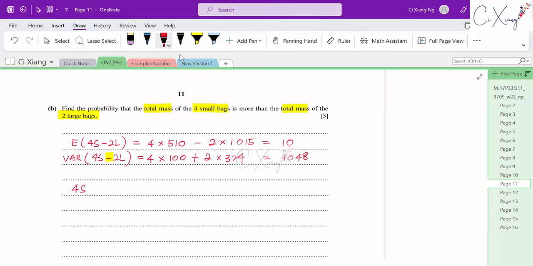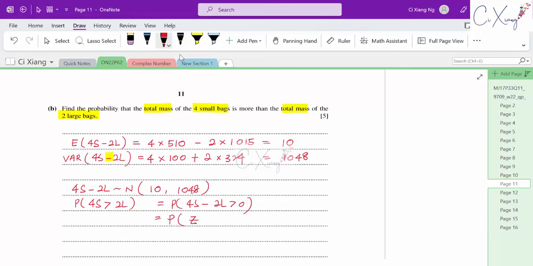And we are having 4s minus 2l, right? Both s and l are normally distributed originally. Therefore, 4s minus 2l is also normally distributed. So I'm having 10 as the mean, 1048 as the variance. Now to calculate the probability, they want us to get the probability for 4s greater than 2l, where we can rewrite it as 4s minus 2l. So this is normally distributed.